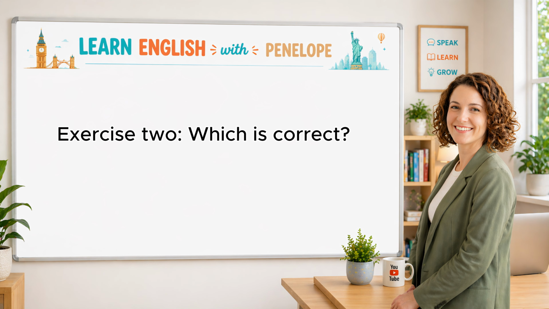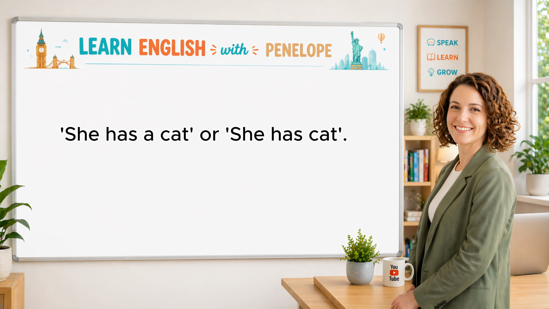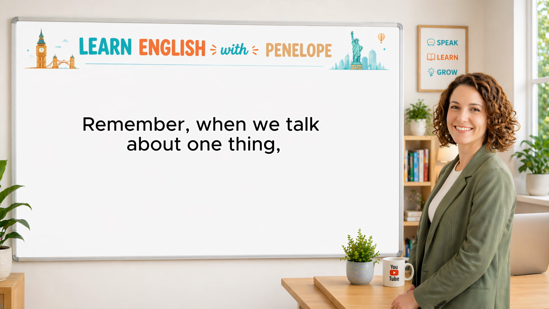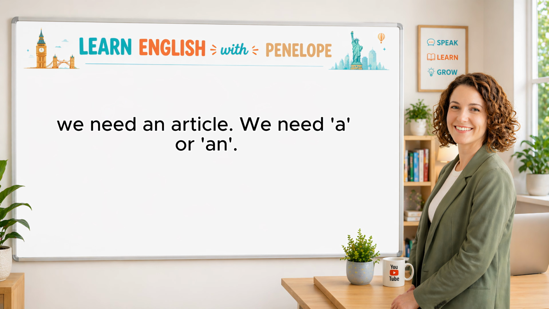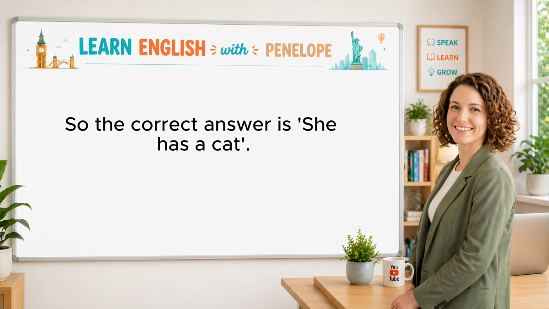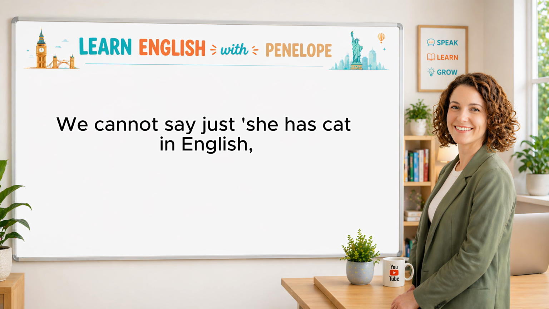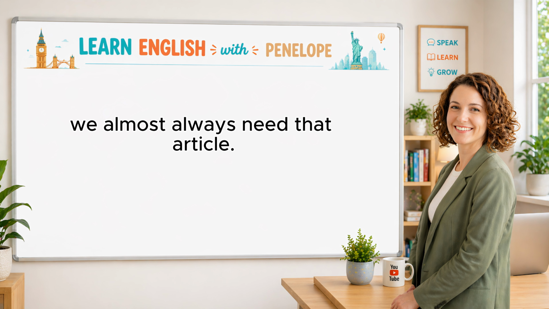Exercise 2. Which is correct? She has a cat, or she has cat. Remember, when we talk about one thing, we need an article. We need a or an. So the correct answer is, she has a cat. We cannot say just she has cat. In English, we almost always need that article.